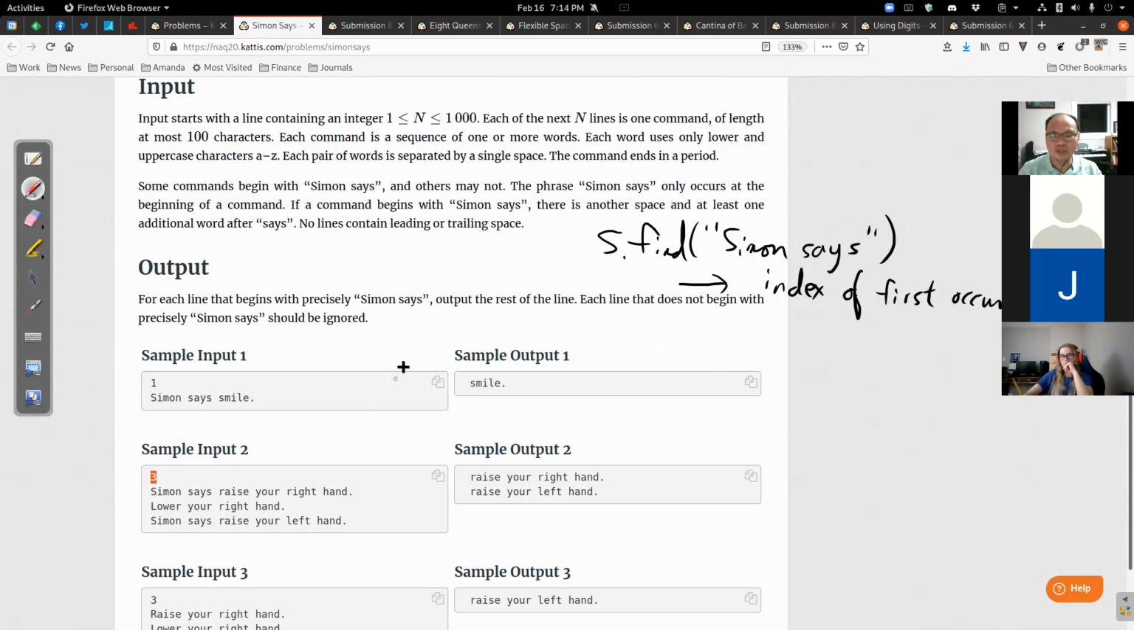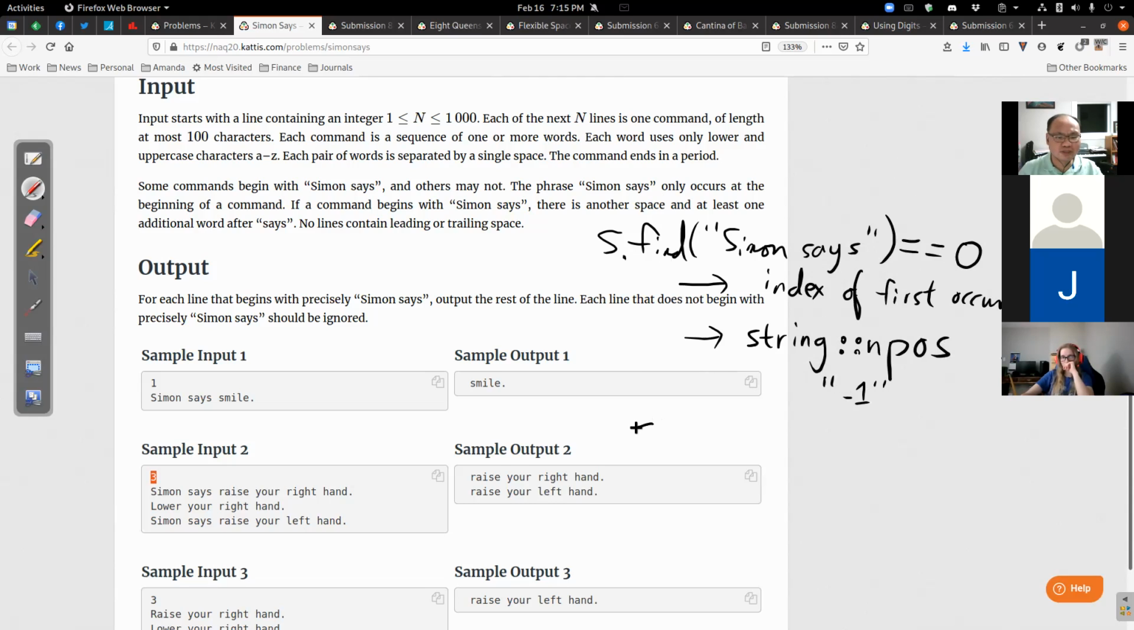or it will return a special constant, which is this, if it's not found. Let's pretend that it's -1. I'll put it in double quotes because it might not be -1, but some kind of invalid index. So what you can do is you just say if s.find of this equals 0, right? That means that your sentence begins with Simon says, otherwise it didn't.